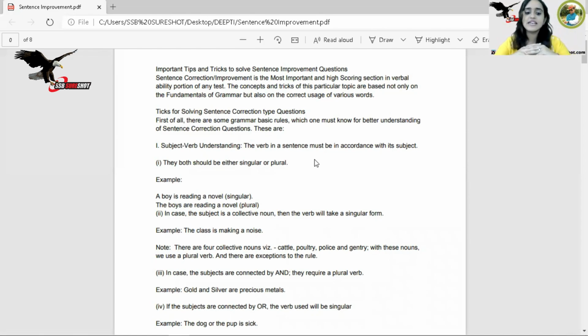A boy is reading a novel. Here we are talking about one particular boy, therefore it is singular. So we are saying a boy is reading a novel. So we have used is. Is is the helping verb here.